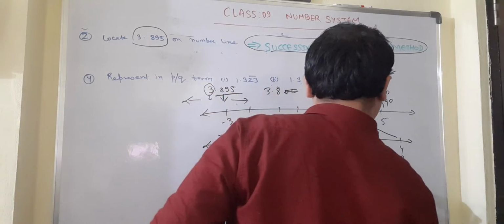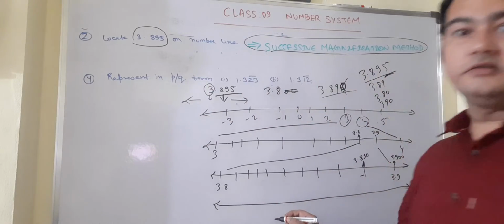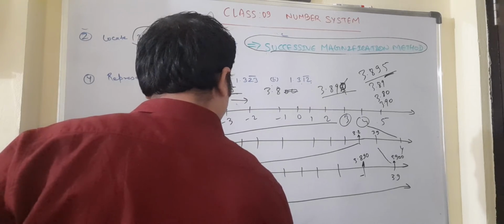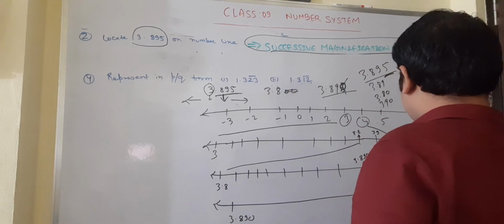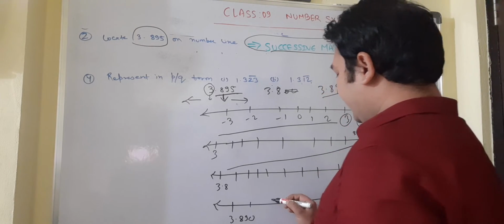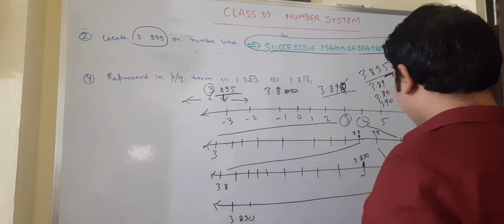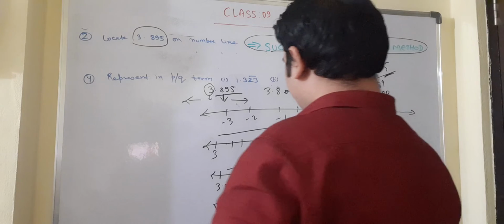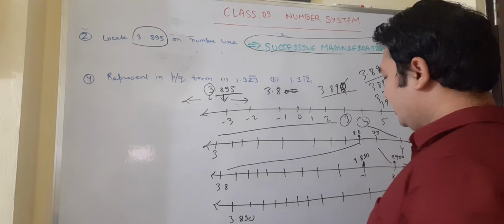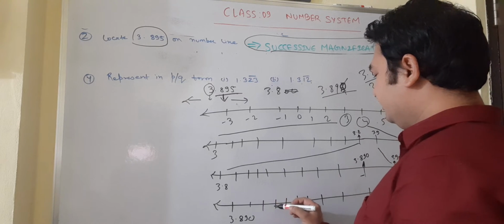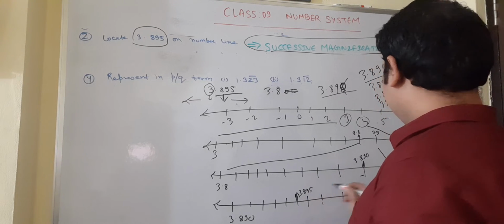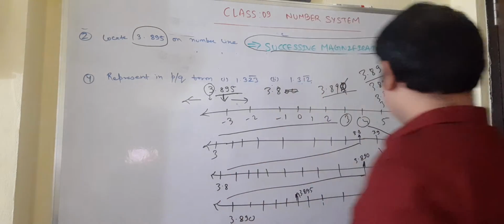First draw the line. I hope you are able to see. Yes, you are able to see. So 3.890 is here, 3.900 is here. 3.895 will lie between. 3.891, 3.892, 3.893, 3.899 and 3.900. So mark it in 10 equal parts: 1, 2, 3, 4, 5, 6, 7, 8, 9 and 10. So 3.895 is 1, 2, 3, 4, 5. Here you have 3.895. This is 3.890. This is 3.89.